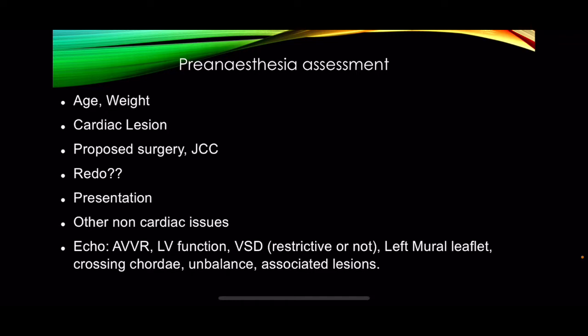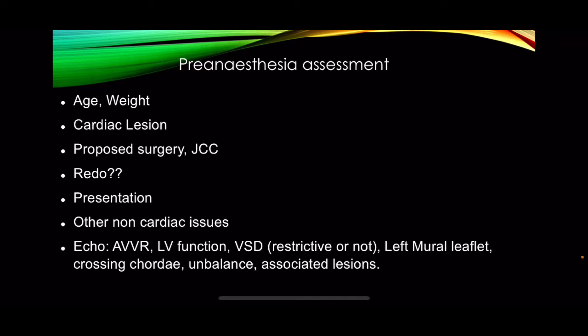So the most important points in the echo will be how much regurgitation in the AV valve, how is the function of the ventricles, if this patient is a complete or transitional AV canal, is the VSD small or big, is it restrictive or non-restrictive, because this will be reflected on the pulmonary congestion and on the early development of pulmonary hypertension.